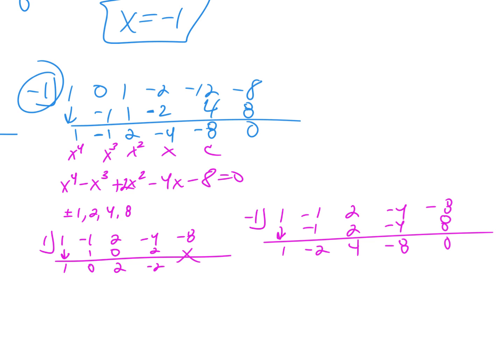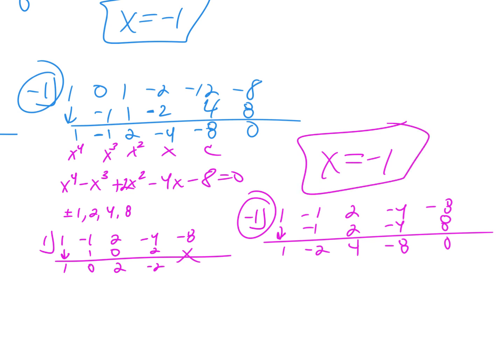What did you guys just uncover here? What did we discover? That x equals negative 1. But didn't I already have negative 1? Yeah. That's okay. We just have multiplicity. That means when this is graphed, at that point, x equals negative 1, the graph is going to bounce. It's going to touch it and go the opposite direction.